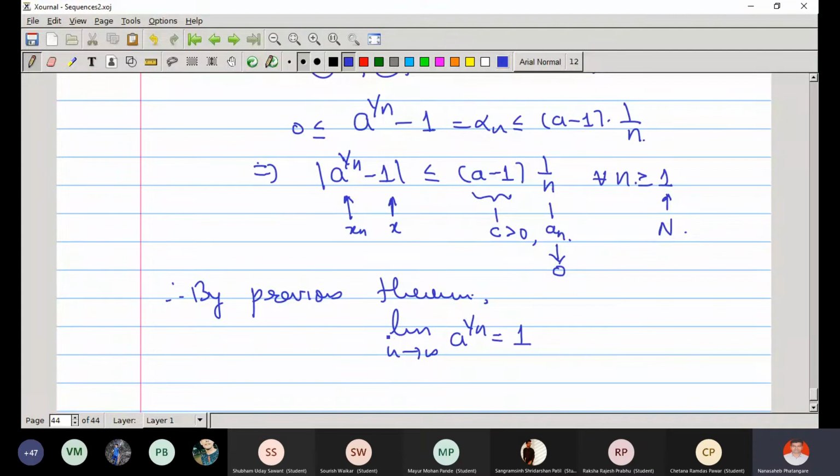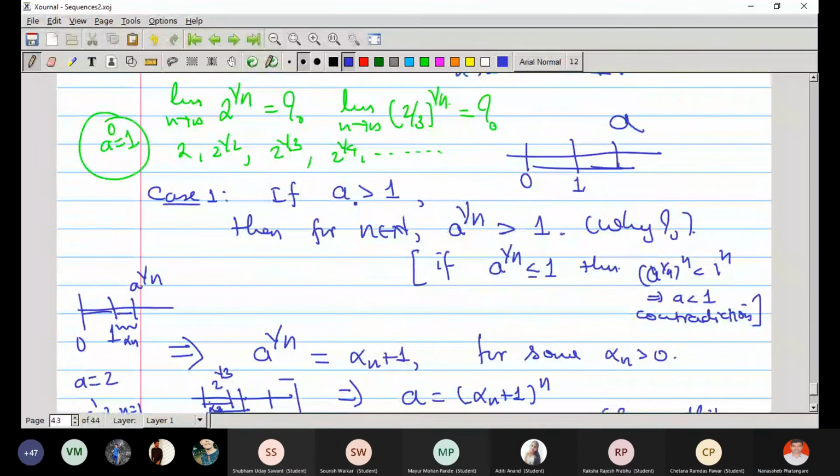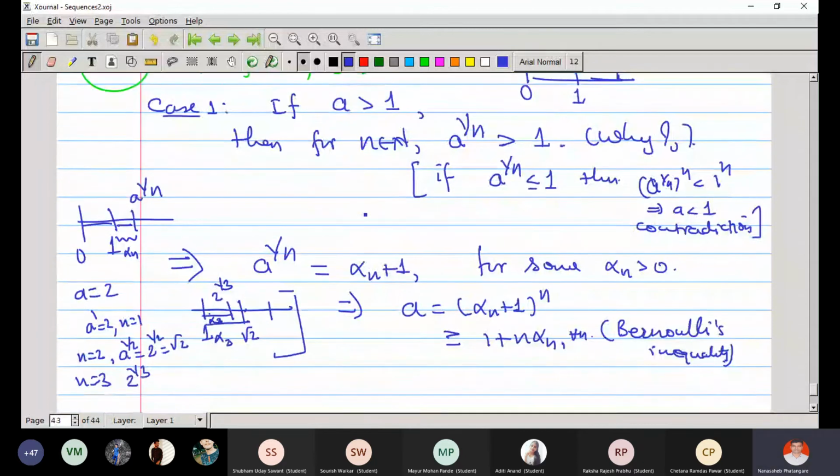Excuse me, sir, A minus 1 can be 0 also, no? No, no, no. What is A? Look at the given assumption. What is the first case? We are choosing A strictly positive, greater than 1, not equal to 1.